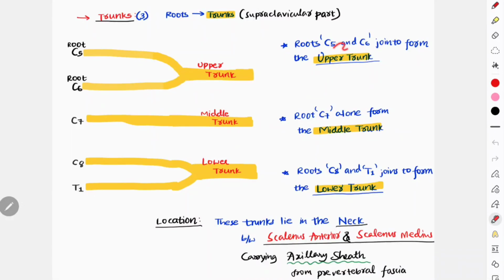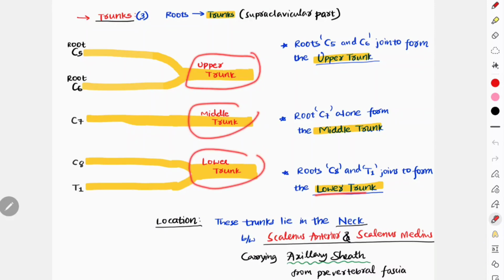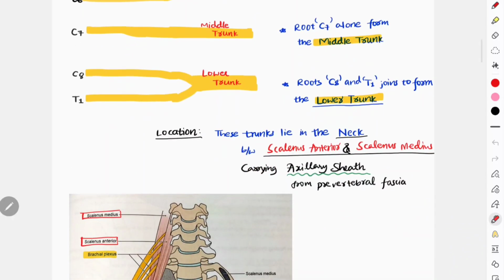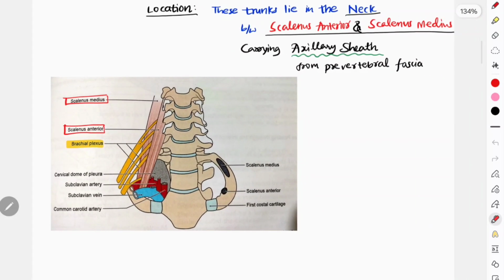As you can see here, the roots C5 and C6 join to form the upper trunk. The root C7 alone forms the middle trunk. The roots C8 and T1 join to form the lower trunk. Location: these trunks lie in the neck between the scalenus anterior and scalenus medius muscles, carrying the axillary sheath from the prevertebral fascia. I will show you the diagram here. See, this is the scalenus medius muscle and this is the scalenus anterior muscle. Between these two muscles, the brachial plexus passes.